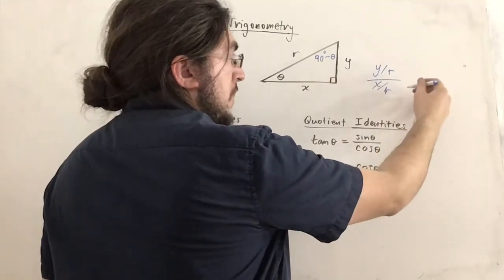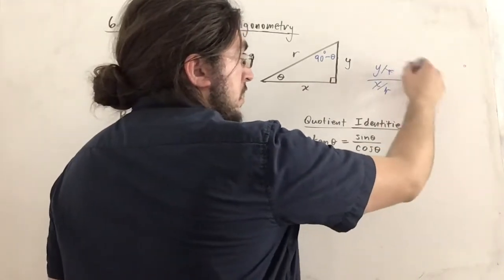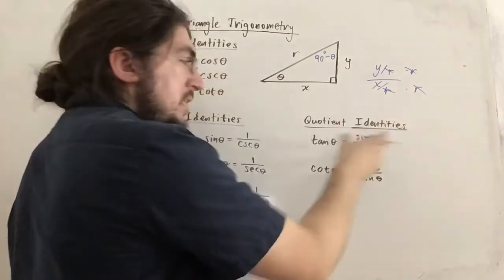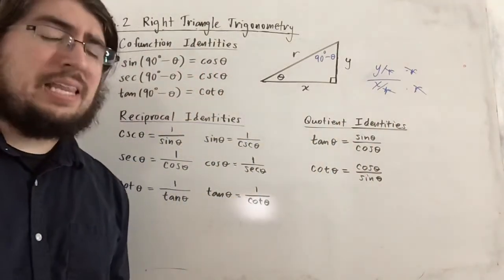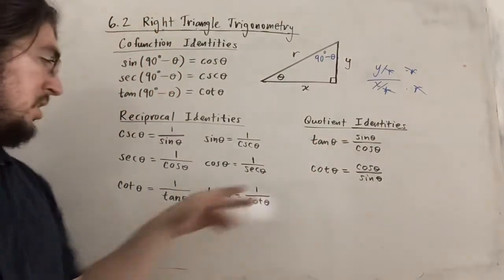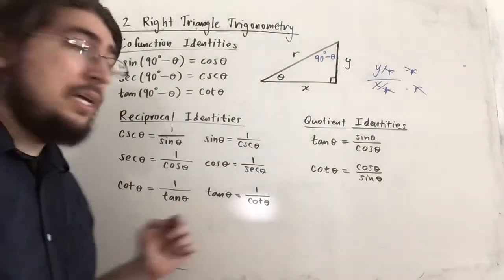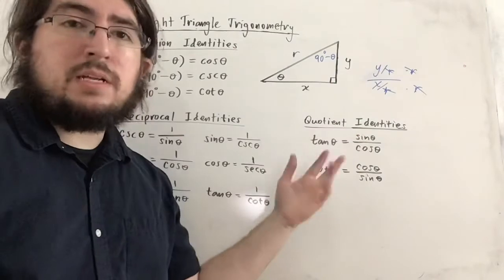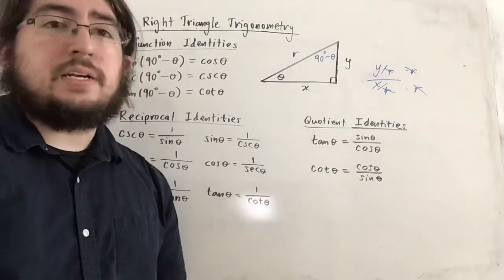If you multiply top and bottom of this fraction by r, the r's cancel and you get y over x, which is indeed tangent. And then from there, the next one becomes super obvious because cotangent is just the reciprocal of tangent, all we need to do is reciprocate this and we'll get the cotangent quotient identity.